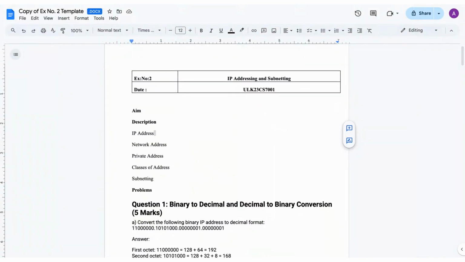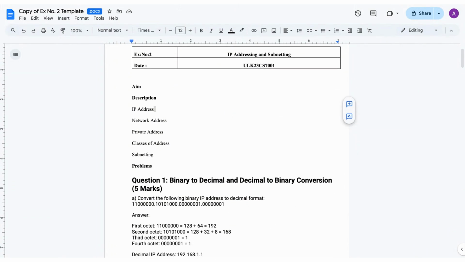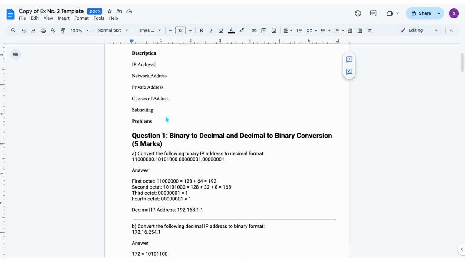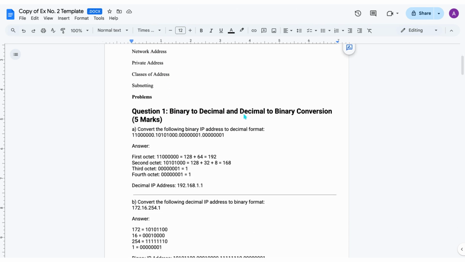Hello. Today I'll be presenting experiment 2 on IP addressing and subnetting. The topics we'll be covering are binary conversions, IP address classification, and subnetting calculations. Question one is binary to decimal and decimal to binary conversions.